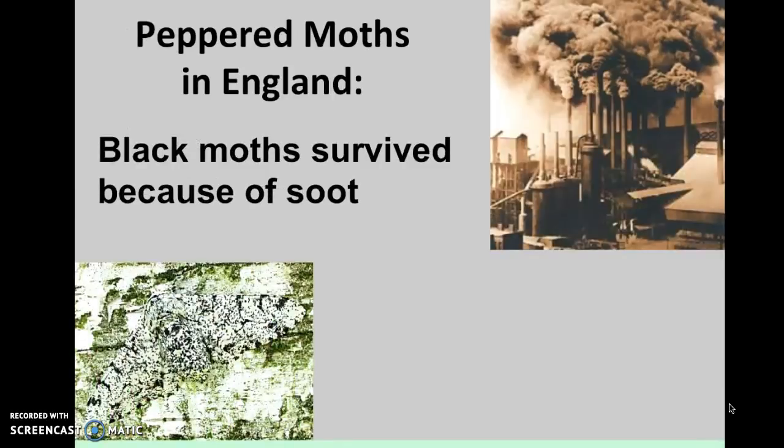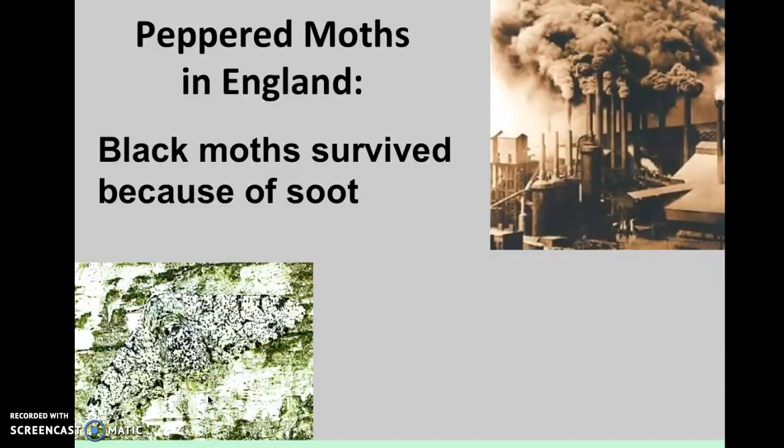Peppered moths in England. This is a historical example of evolution. There used to be these kind of speckled looking moths right here. We call it a peppered moth. As you can see, it blends in. You almost don't even see it against the background of the tree that was very common in England at the time.